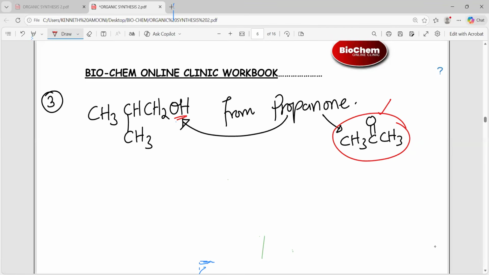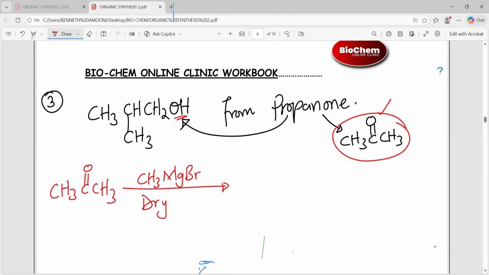So from propanone, I can decide to increase the carbon chain using Grignard's synthesis. So we can say that from propanone, CH3, CO, CH3, we looked at this reaction that increases the carbon chain. What are we going to do? We can add a Grignard's reagent in the presence of dry ether. So we shall add methyl magnesium bromide in the presence of dry ether, and then we are going to form an intermediate.